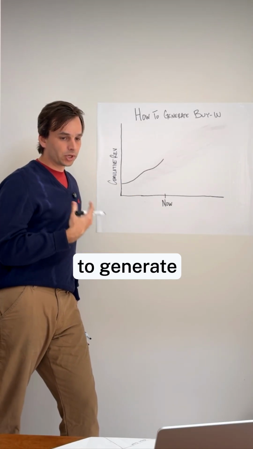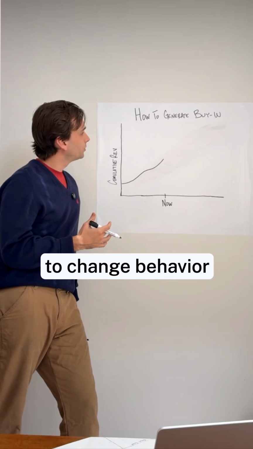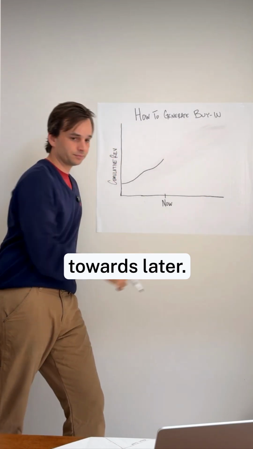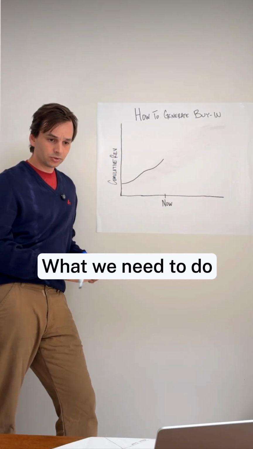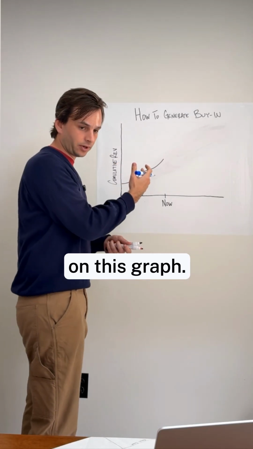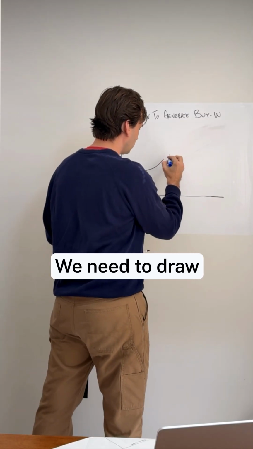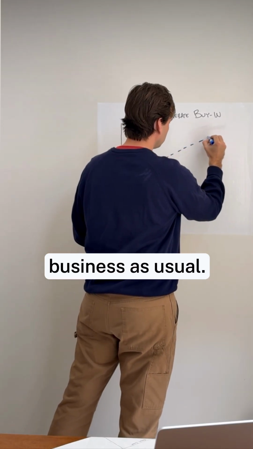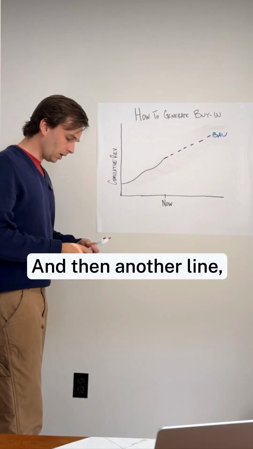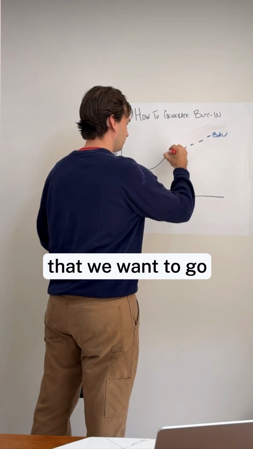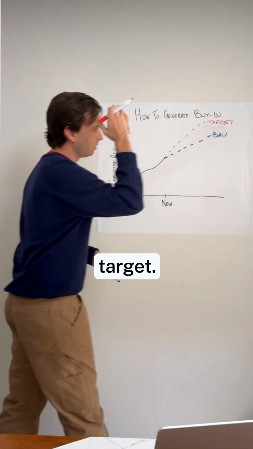And we want to generate sufficient buy-in to change behavior towards later. What we need to do is to be able to confidently draw two lines on this graph. We need to draw a line that is business as usual, and then another line, which is if we go the direction that we want to go, target.